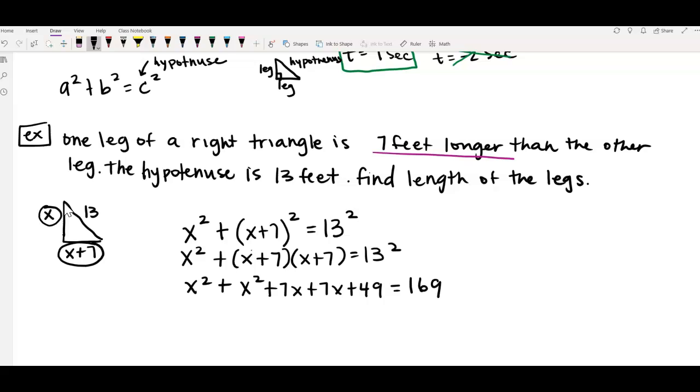All right, remember, I'm trying to solve for x here. And I've got these x squared, so that means I want to get everything over on one side and put the other side equal to 0. So let's get things together that we can get together. So x squared plus x squared is 2x squared. 7x plus 7x is 14x. And then I want to subtract my 169 over so that I can set this equal to 0. And so then when I subtract those, the 49 minus the 169 is going to give me negative 120.